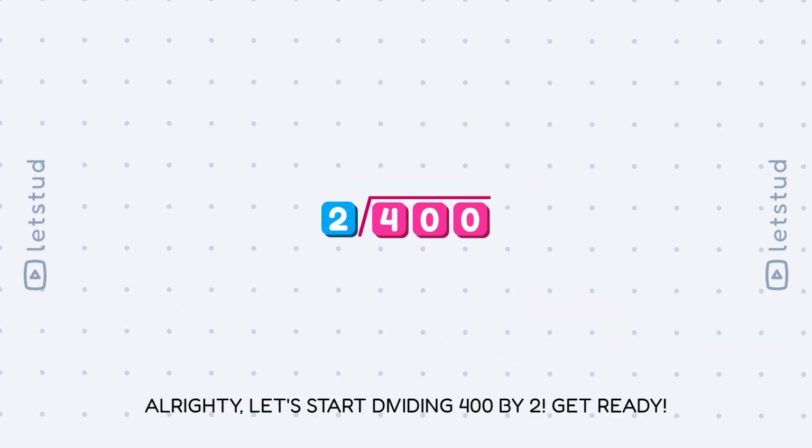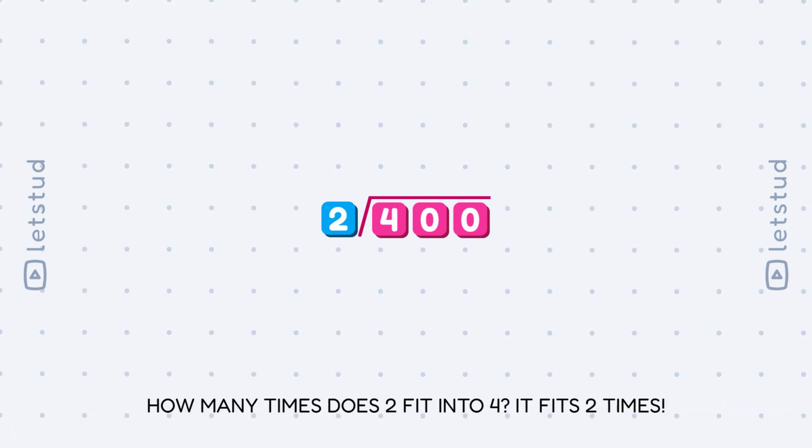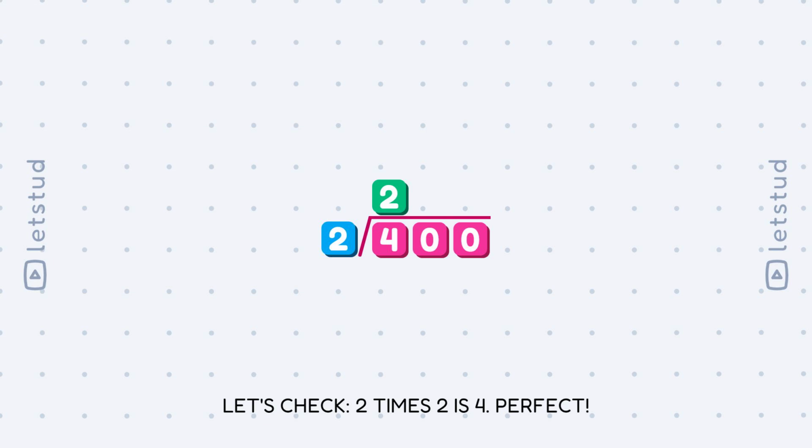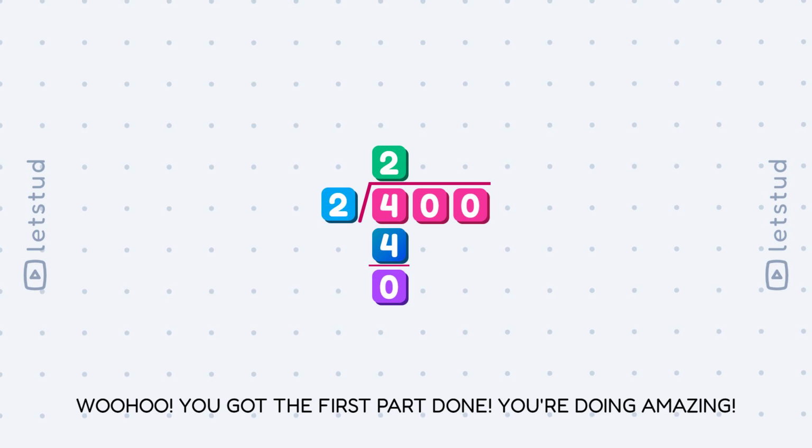Alrighty, let's start dividing 400 by 2. Get ready. We look at the first digit of 400, which is 4. We'll use this digit first. How many times does 2 fit into 4? It fits 2 times. Let's check. 2 times 2 is 4. Perfect. Now we subtract. 4 minus 4 equals 0. We have no remainder here. Woohoo, you got the first part done.